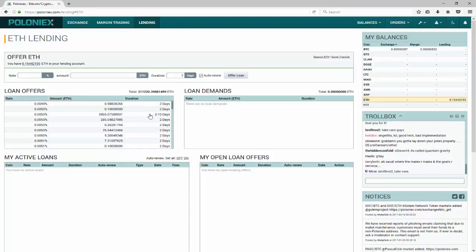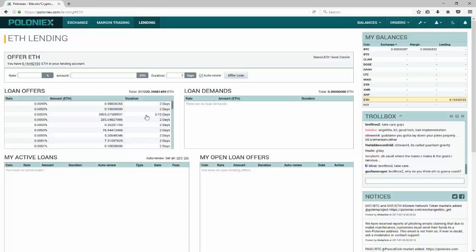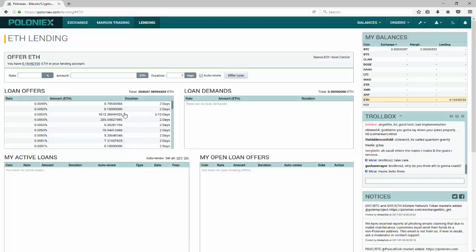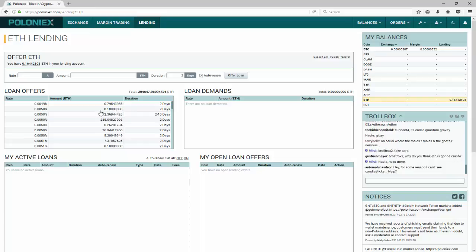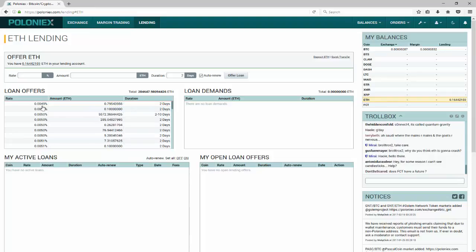Obviously, someone here has got 2 to 10 days. And then it puts my offer up. So if I wanted it to get lent out immediately, I would give a reasonable offer that surpasses everyone else's offer so that it gets scooped up a lot quicker.